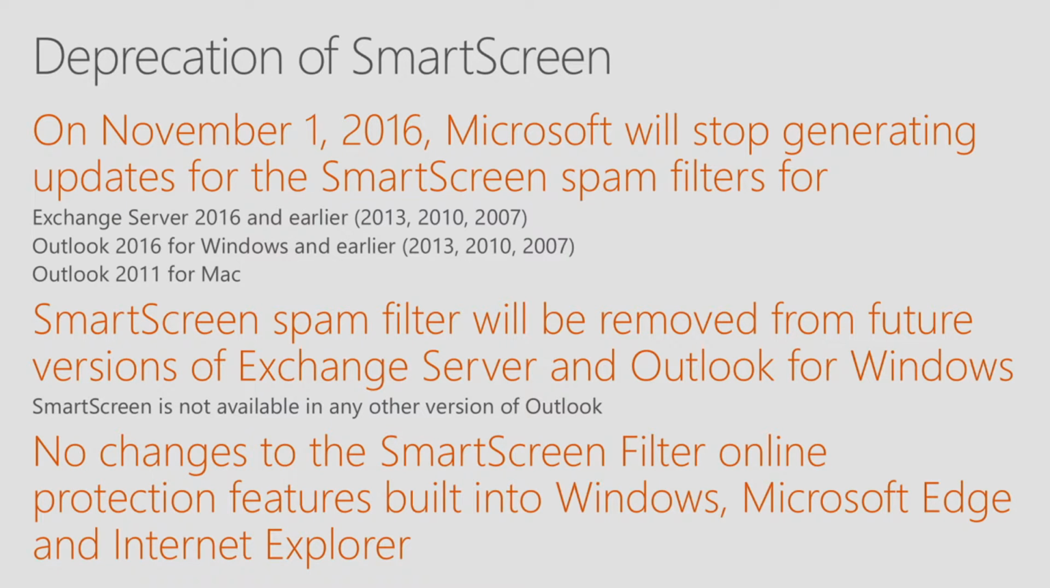So this is going to affect Exchange 2016 and earlier, so 2013, 2010, 2007. Everyone's going to be affected. Outlook 2016 and 2013, 2010, 2007 for Windows, and Outlook 2011 for Mac. Those are the only places that we're removing it from. Okay? We're not taking it out of Internet Explorer. We're not taking it out of Edge. We're not taking it out of Windows. They'll still continue to use Smart Screen, and they'll still continue to get updates for them. But we won't have it in Exchange anymore, and we don't have it in Outlook anymore.